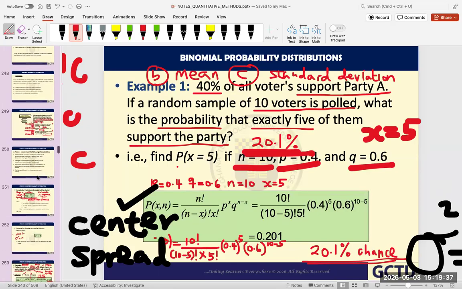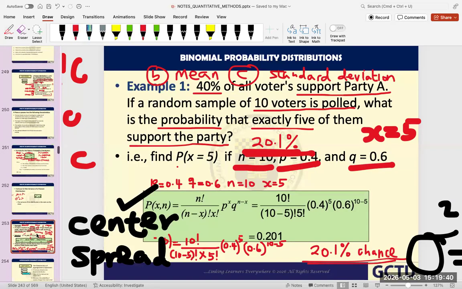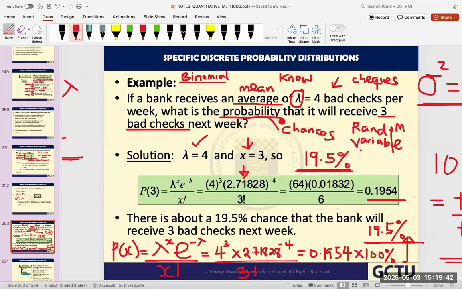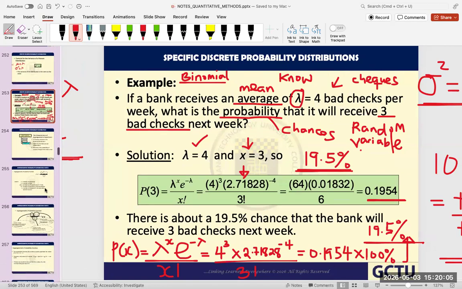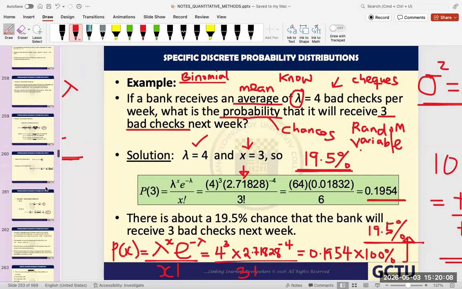And then after that, we did this check example that the bank is receiving 4 bad checks every week and wanted to measure the chance that the following week, are they going to receive 3 bad checks? And the percentage we had was 19.5%, which is a lower chance. And we explained.